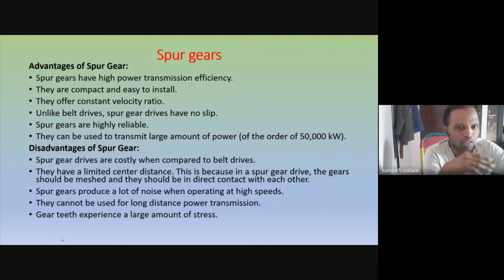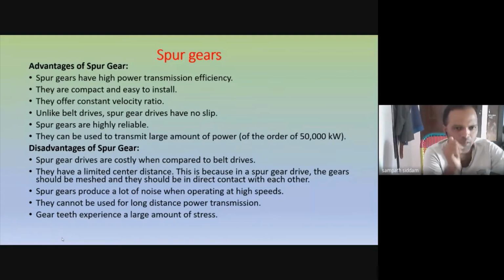These spur gears are very reliable. It is the most efficient one. It can be used to transmit a large amount of power, as I told you just before, on the order of 50,000 kilowatts. If you go with higher industrial applications, we will be going with spur gears themselves. Coming to the disadvantages, spur gear drives are very costly when you compare them with belt drives, which I told you earlier at the starting point.